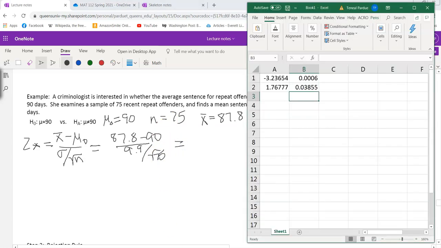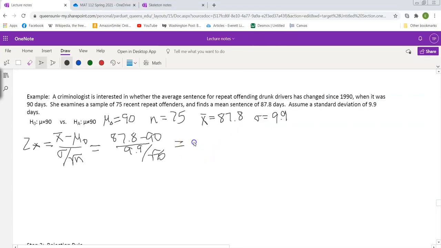And let's type that into Excel. So 87.8 minus 90 divided by, I realize I'm going through the Excel part quickly, so you may need to pause it if you need to see exactly what I typed in. So that's our test statistic. And we get negative 1.9245.